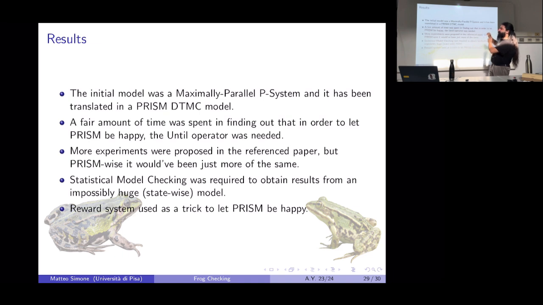We're just taking a look at Prism to model and do statistical model checking that is required to get some results from an impossibly huge model state-wise, of course. And we also needed the reward system to trick Prism into saying how many frogs are living and dying there.